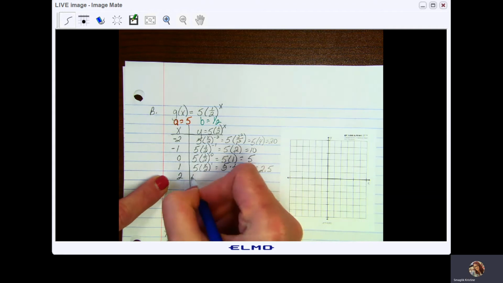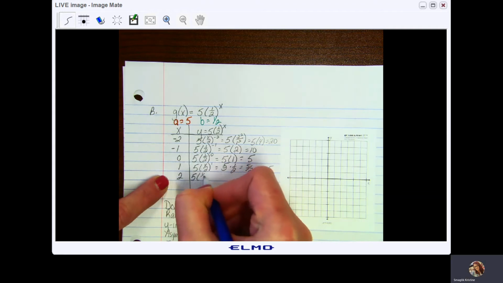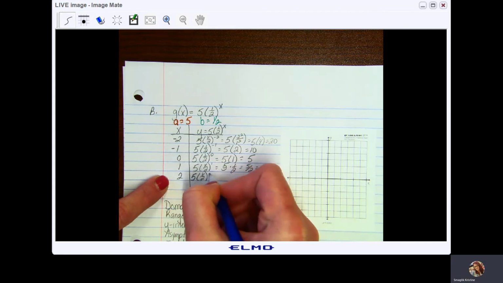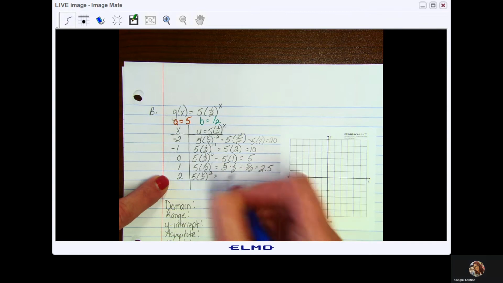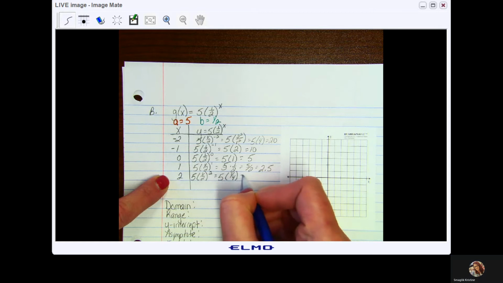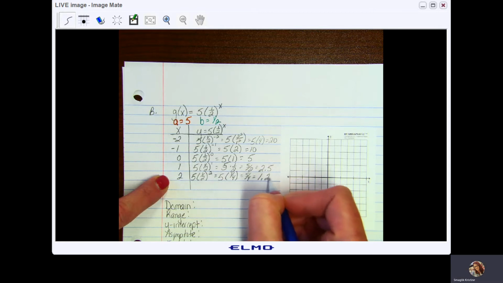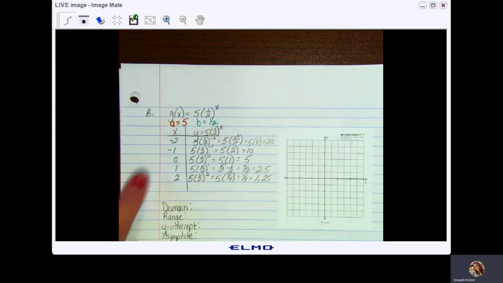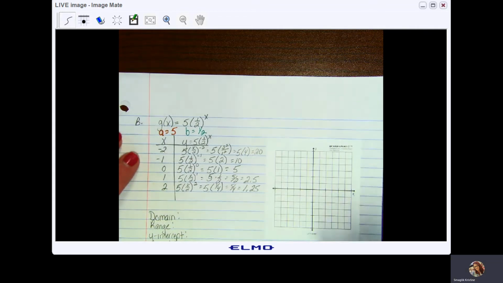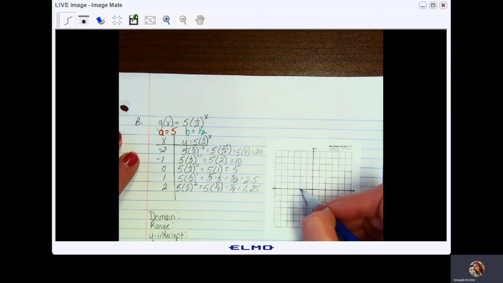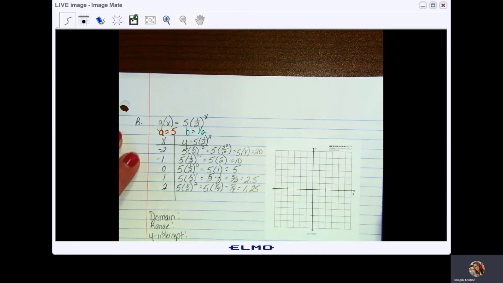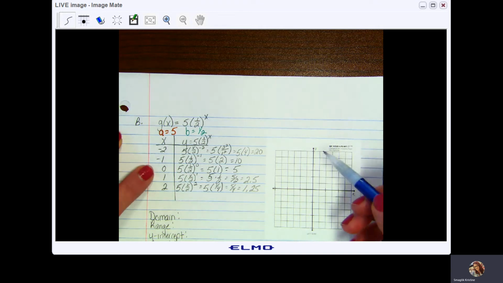And now 2. 5 times 1/2 squared. 1/2 squared is 1/4. So it's 5/4, which is 1.25. So now let's graph this. So at -2, I'm at 20. I'm way off there. At -1, I'm at 10.